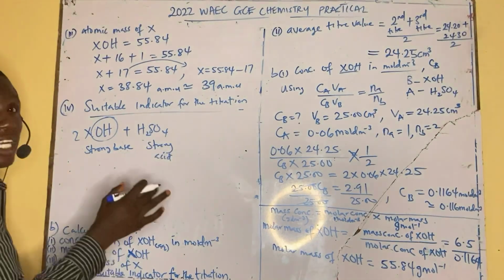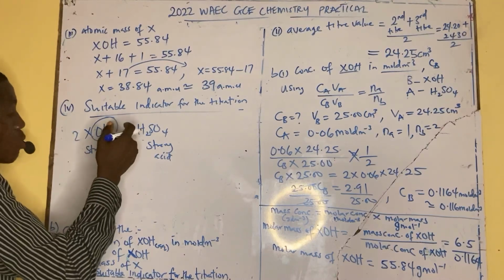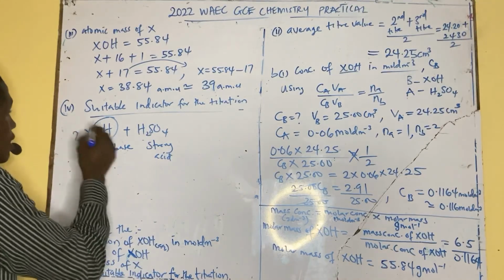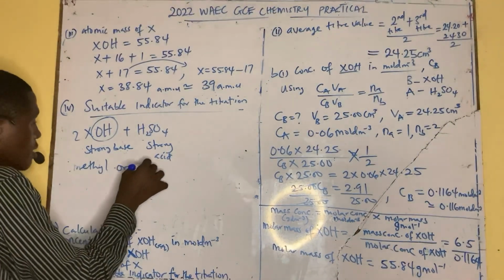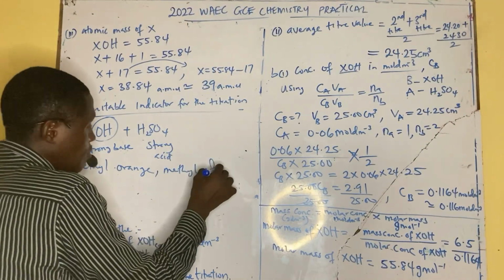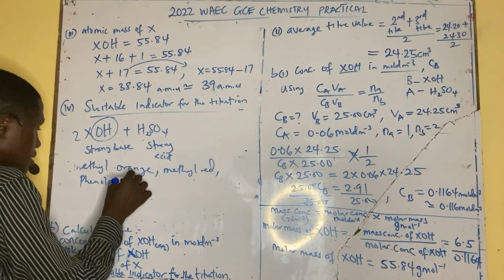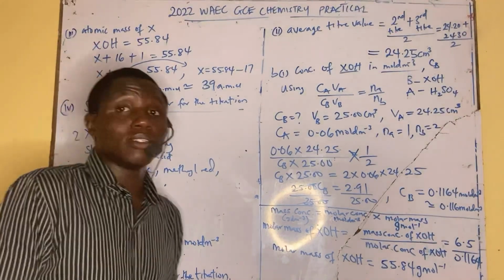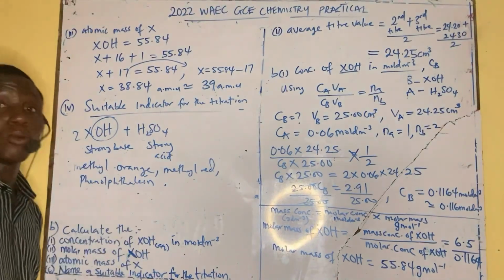So whichever indicator you choose will be suitable for this experiment, because it is strong base versus strong acid, so any indicator is suitable. If you write methyl orange, you are correct. If you write methyl red, you are still correct. If you write phenolphthalein, you are still correct. There are other indicators that we can also use, like cresol, but these are the three major ones particular for this level.